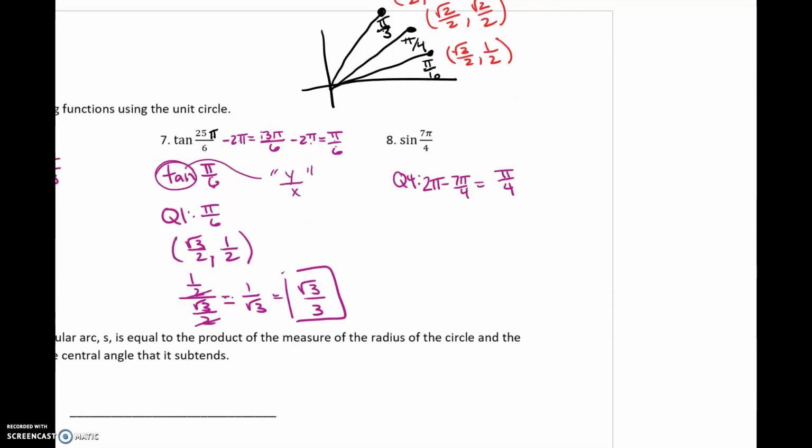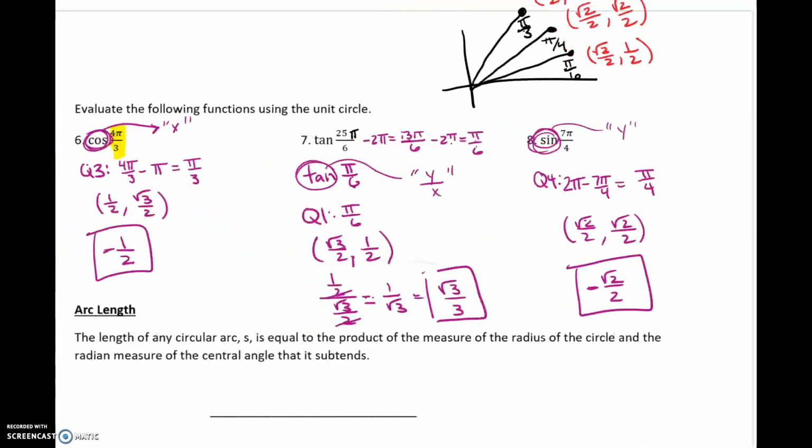Now, I go up to pi over 4. What are my coordinates? Well, my coordinates are square root of 2 over 2, comma, square root of 2 over 2. Well, sine is just my y value. So I'm going to get my y value, which is square root of 2 over 2. In quadrant 4, what is your y value? Is it positive or negative? It is negative, so I'm going to put a negative out in front, and that will be my final answer.